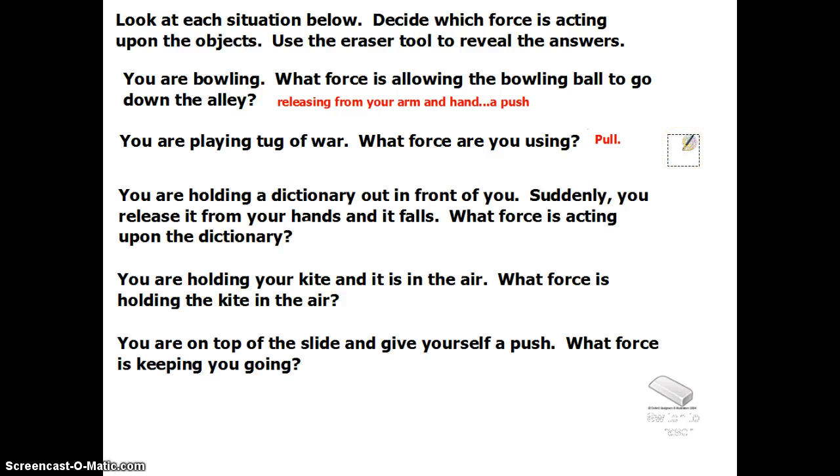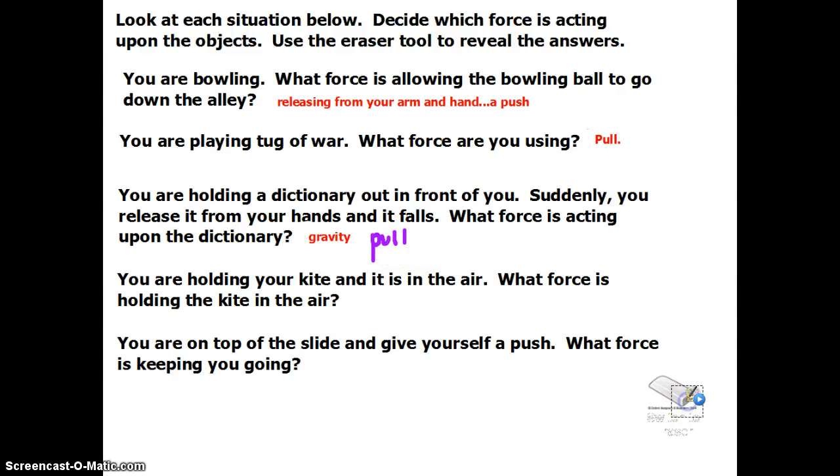Now this time I'm holding a dictionary out in front of myself, a big book. I release it from my hands and it falls to the ground. So everybody picture that going on right now. What force is really acting upon the dictionary? Is it a push or a pull force? For this one, it's gravity. And now think about it. Is gravity a push or a pull force? Gravity is going to be a pull force. So even though the force is called gravity, it's also a pull force.